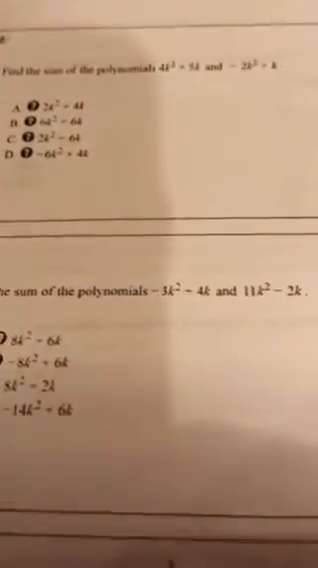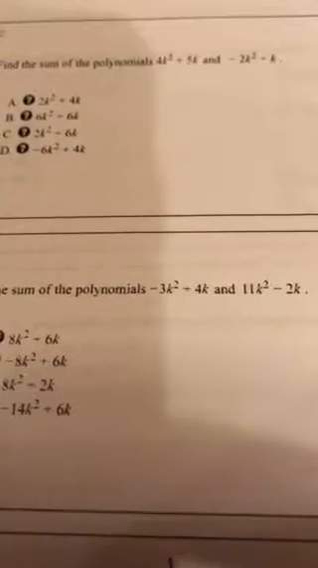Next one. Again, just be careful. Do the first one. Combine your like terms, nothing fancy here, just adding. But then this one, when you subtract, all of your signs here change. Number 8: find the sum of the polynomials, just adding like terms.